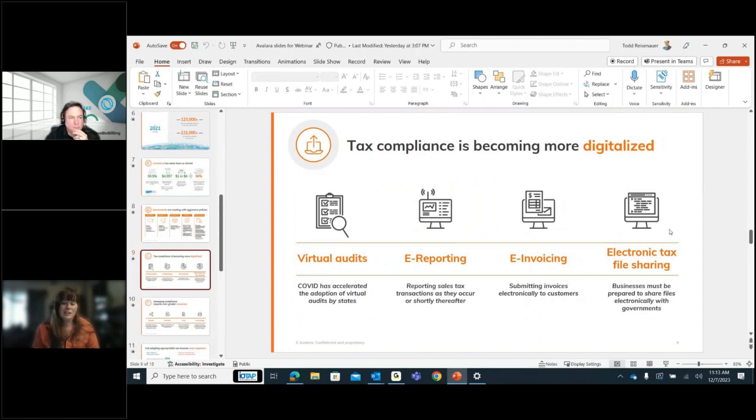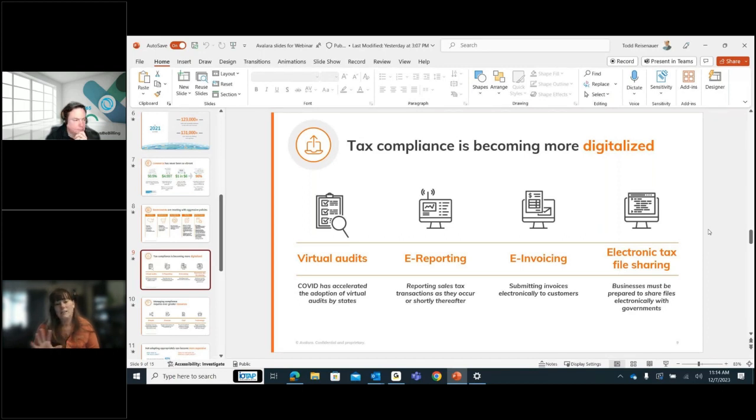COVID really accelerated the adoption of virtual audits by states. So less travel time means auditors are able to do more virtual audits, which means businesses can't really rely on paper responses to audits anymore. And they really do have to be prepared to file things electronically. As I mentioned, over 60 countries have announced or are already requiring that e-invoicing legislation.